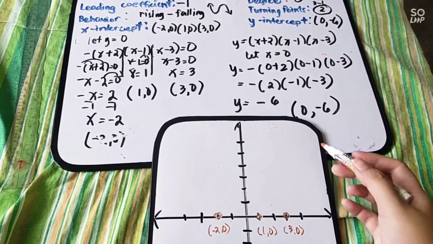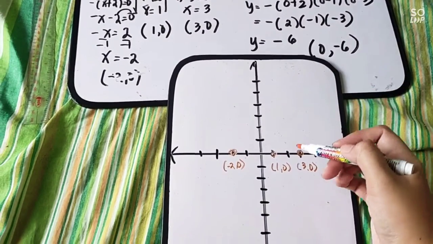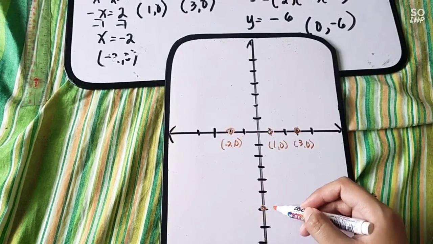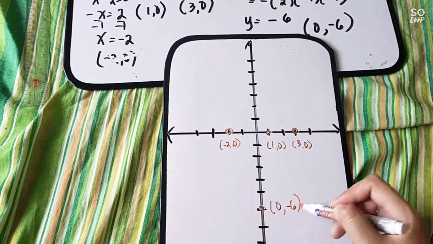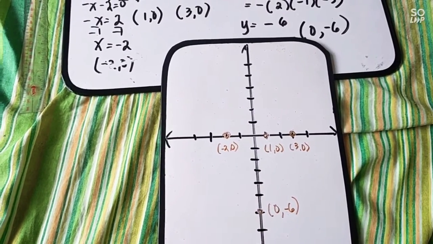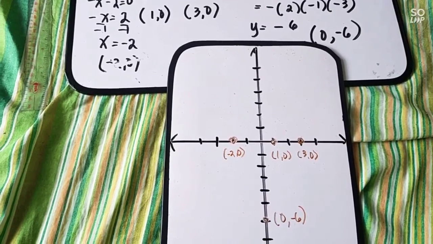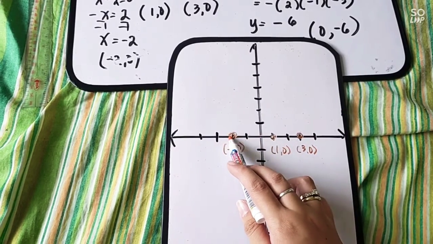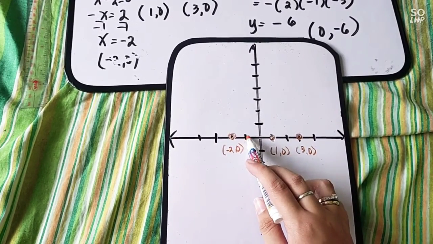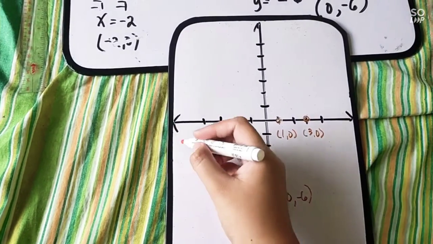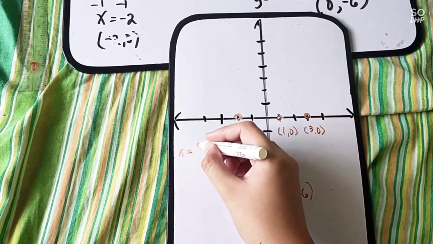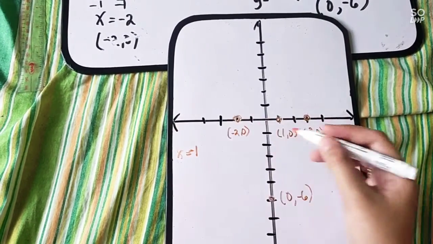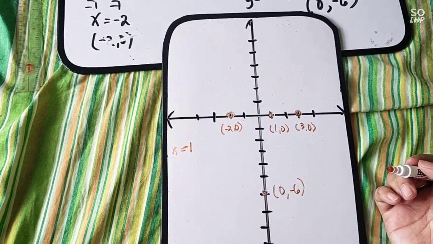Next, let us plot the point (0, -6). Since it is negative, it goes down: 1, 2, 3, 4, 5, 6. So this one is (0, -6). Now, let us find the other points so that we can graph it. From the y-intercept and the first point here, the middle is 1. So we take x equals 1. Sorry, negative 1 pala, because it is negative on the left side. So x equals negative 1.